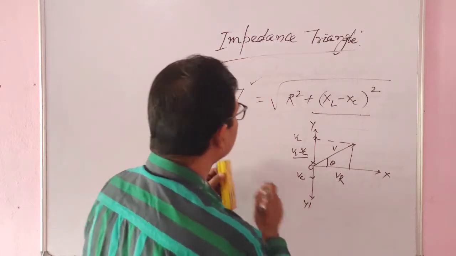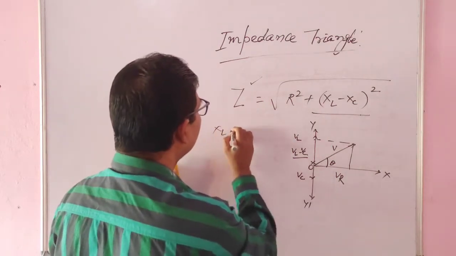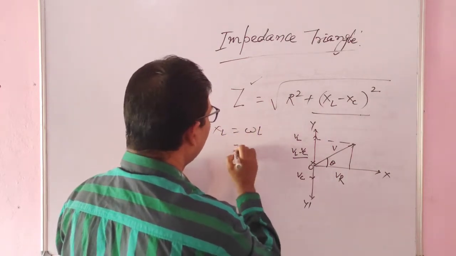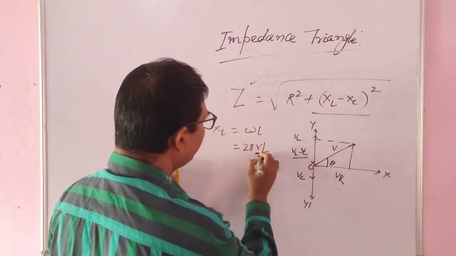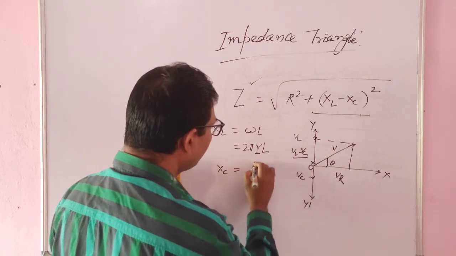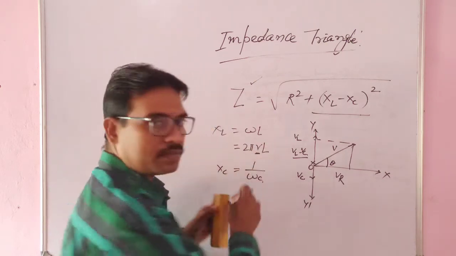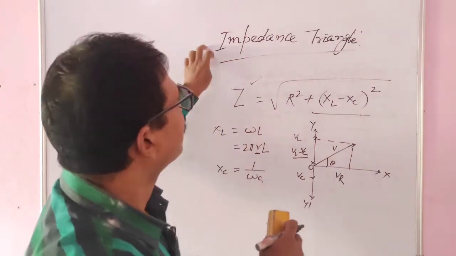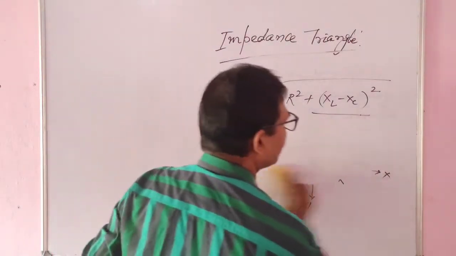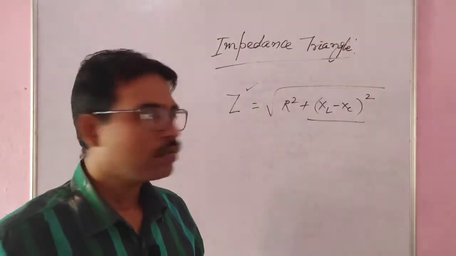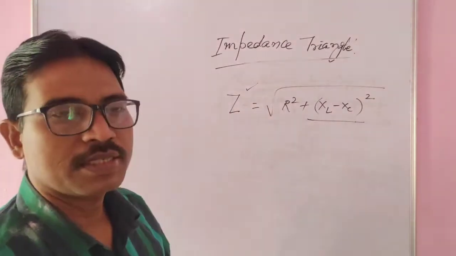So, now question is XL is equal to omega L, this is 2 pi nu L, it is directly proportional. XC is equal to 1 by omega C. Why I am telling in impedance case? Because first we should know what is the meaning of impedance.